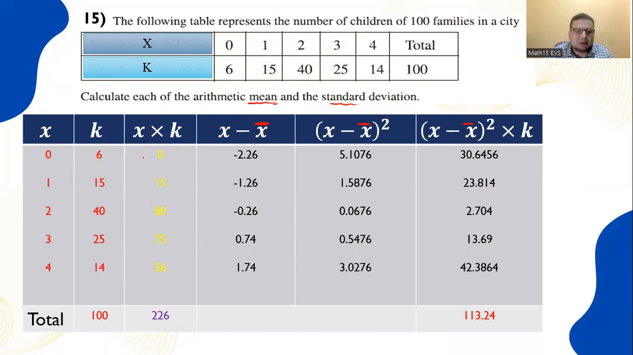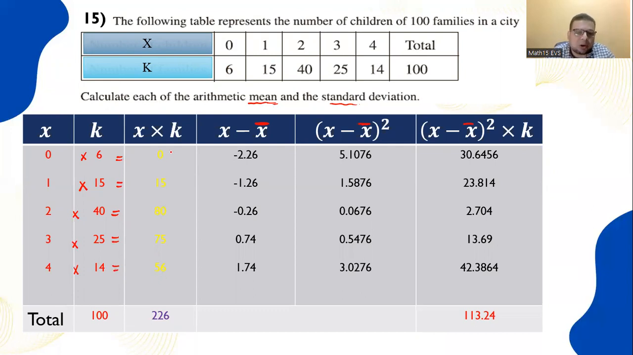Here in the third column, you make x times k. 0 times 6 is 0. 1 times 15 will be 15. 2 times 40 will be 80. 3 times 25 will be 75. 4 times 14 will be 56.